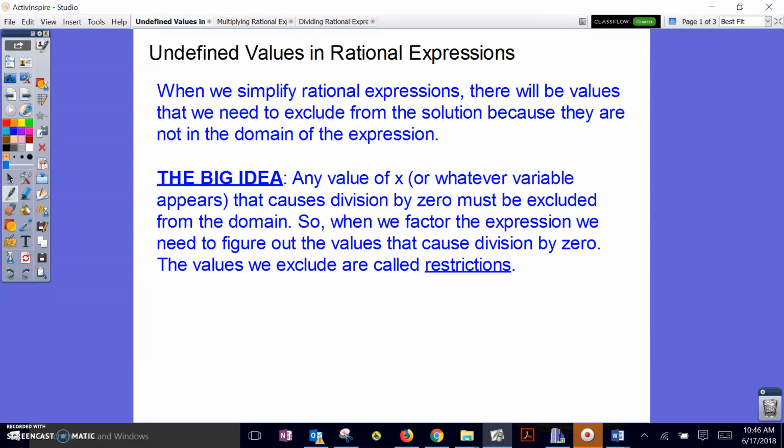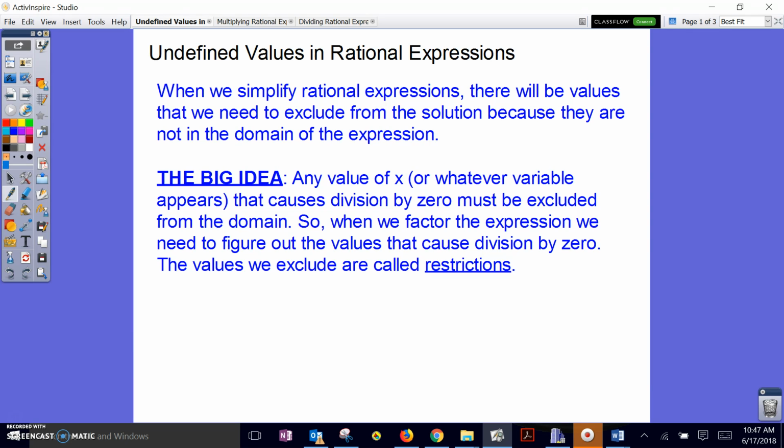In this video, we're going to talk about undefined values that occur in rational expressions. One of the things that we need to consider when we're simplifying rational expressions is that there are going to be some values of our variable that we need to exclude from the solution because they're not in the domain of the expression. They're values of the variable that cause us to have to divide by 0 in the expression. And so we're going to exclude these.